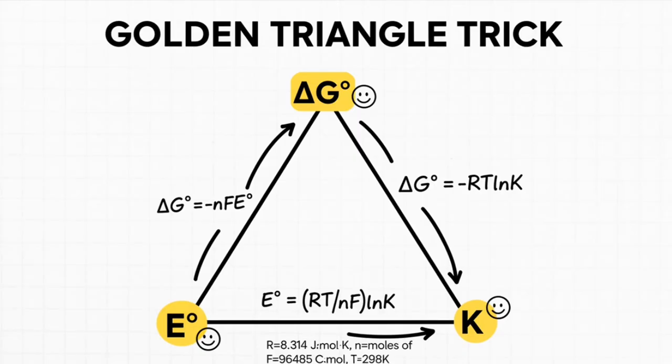And for that, we have what I call the golden triangle trick. Just think of delta G, E0, and K as the three best friends. Why? Because they're all connected. If you know one of them, you can always find the other two.